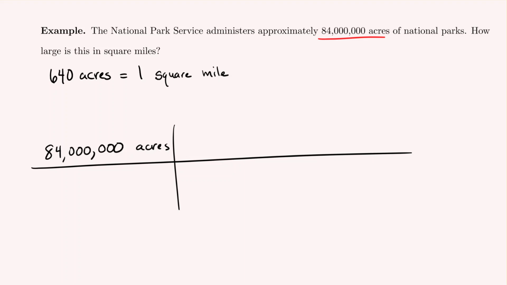And then the idea is we want to cancel out the acres. So I look at my conversion factor that relates acres and square miles, and I focus on the portion that is the acres. That goes below because I want to cancel the acres. So 640 acres.